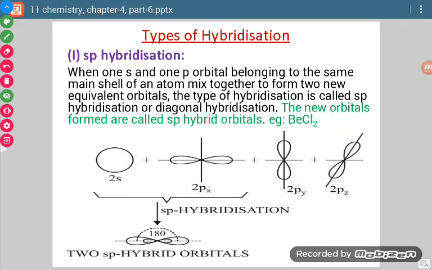And how does a hybridized orbital look? A hybridized orbital looks like this. There are two loops: one is a bigger loop and the other is a smaller loop. The bigger loop is designated by a positive sign and the smaller one is designated by a negative sign. So here, two hybridized orbitals of this type will be formed.